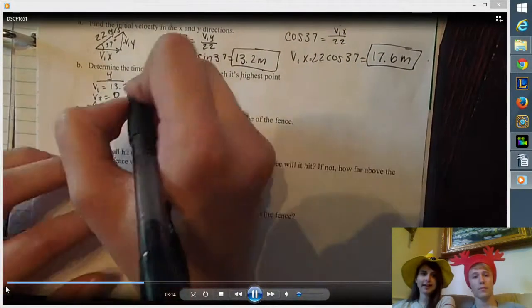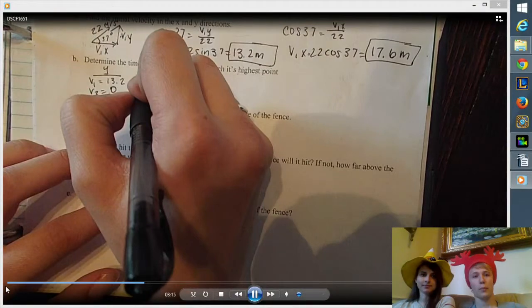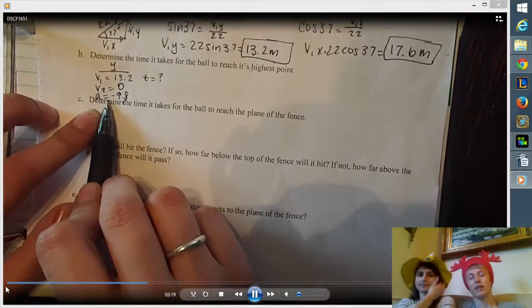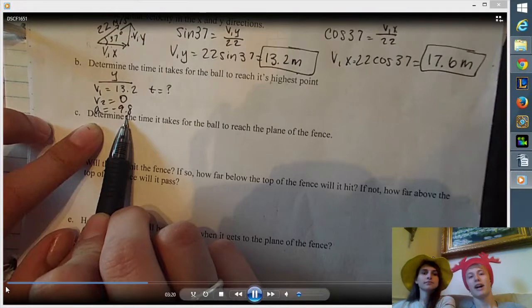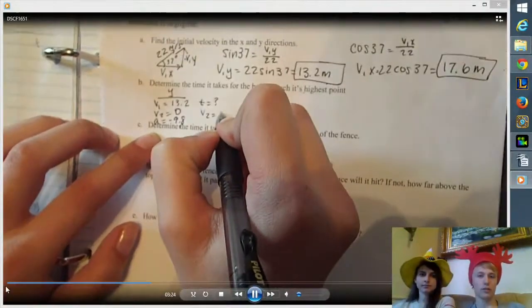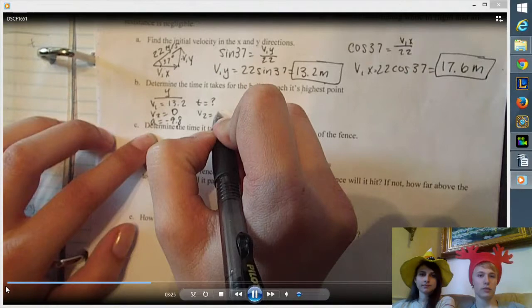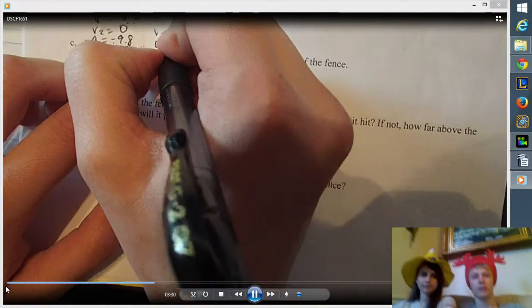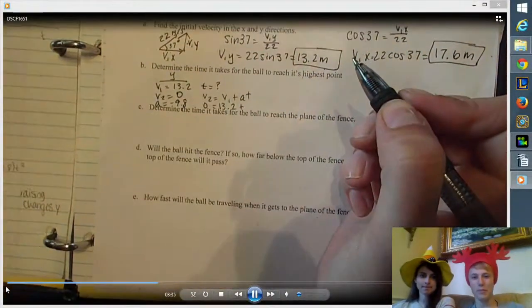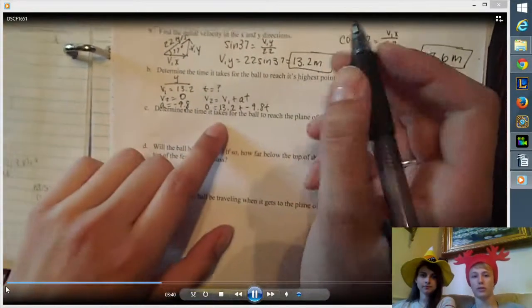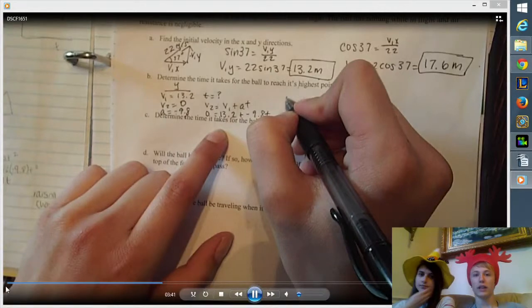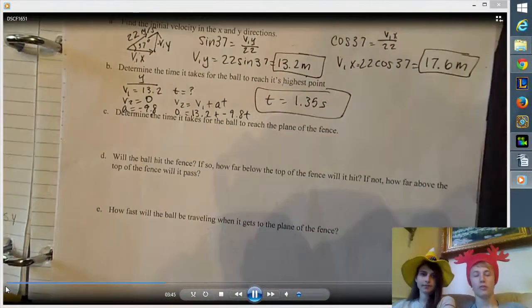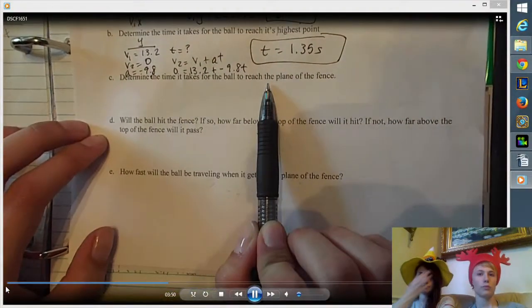Remember, we're writing down what we have. Okay, so we're looking for time. Time is a question mark in the y direction. V2 is equal to V1 plus AT, our equation we found, one of our clues. So V2 is 0, equal to the original velocity, which is 13.2, plus negative 9.8 gravity, times T, time. We solve for time, and T equals 1.35 seconds.